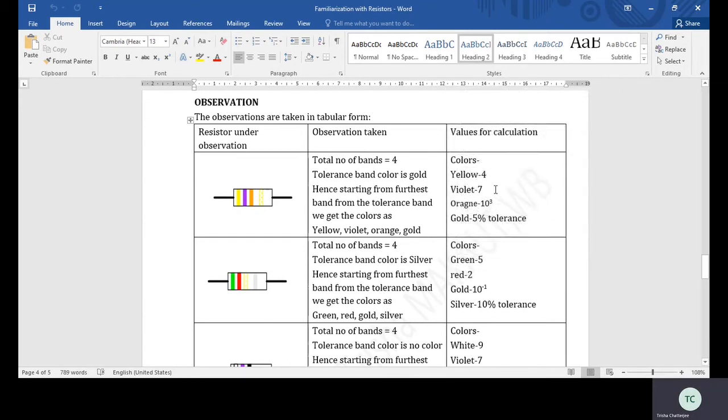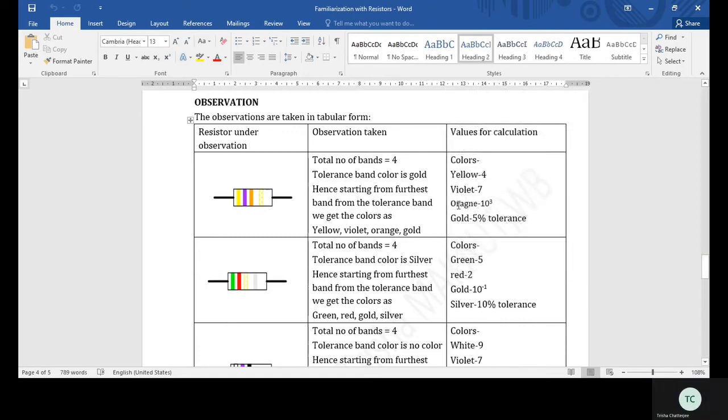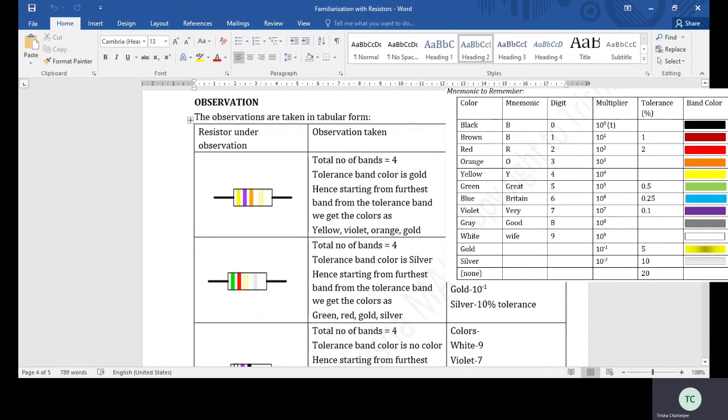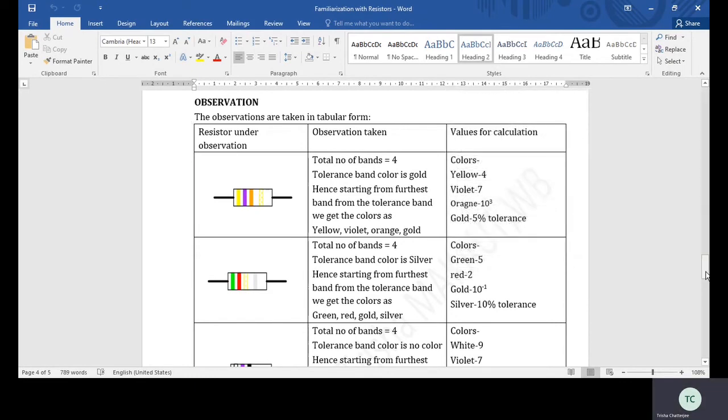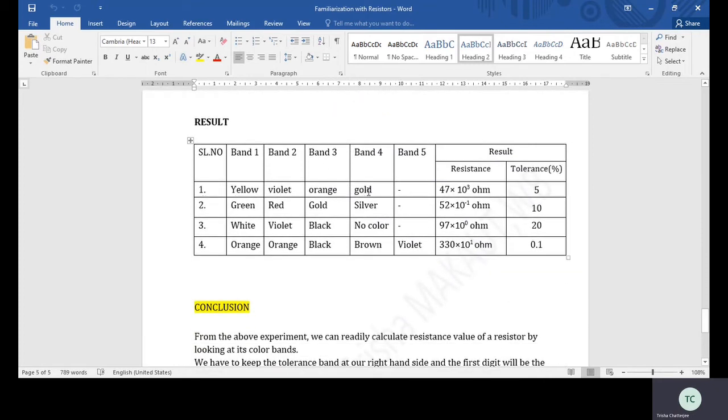So the value, the digit. BBRO, so the orange is coming at our third position, right? So it has a power of 3. Okay, so 10 to the power 3. So the value will be 47 into 10 to the power 3 ohm, and gold has a tolerance value of 5%. Okay, so here in the result you can see yellow, violet, orange, and gold: 47 into 10 to the power 3 ohm with a tolerance value of plus minus 5%, right?